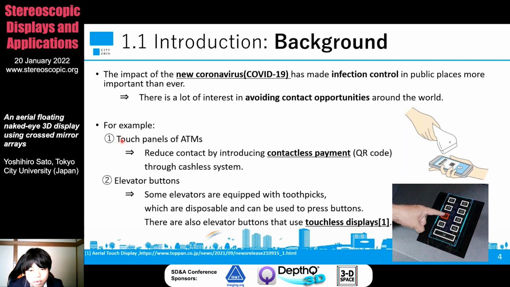In the ATM touch panel, in order to reduce the use of cash, a cashless system such as contactless payment has been introduced. For example, a QR code payment system. Elevator buttons are the same. Some elevators are equipped with two spikes, which are disabled and can be used to press the button. As a more realistic method than the two spikes, there are also elevator buttons that are touchless displays.